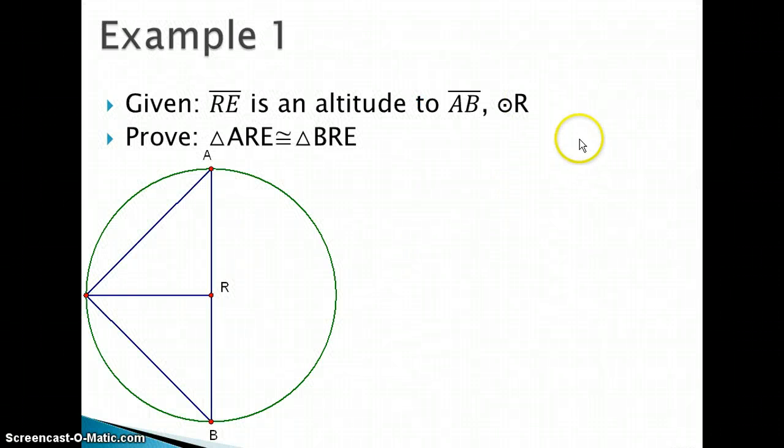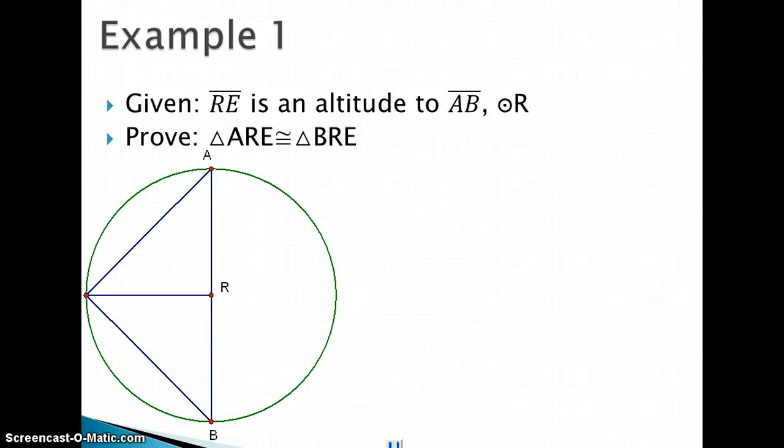Let's look at how this works in a proof. We know that RE is an altitude to AB, so there's that keyword again, altitude. We have circle R, so I know something about radii. And I'm trying to prove that triangle ARE is congruent to triangle BRE. So the proof itself is not going to be very lengthy because we're not going past proving the triangle is congruent. But we have that new word there, altitude. And an altitude for us means that we have right angles.